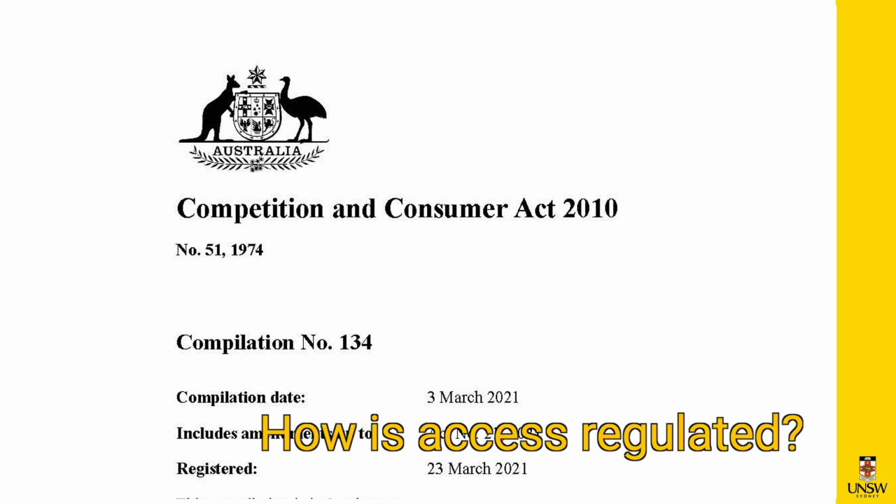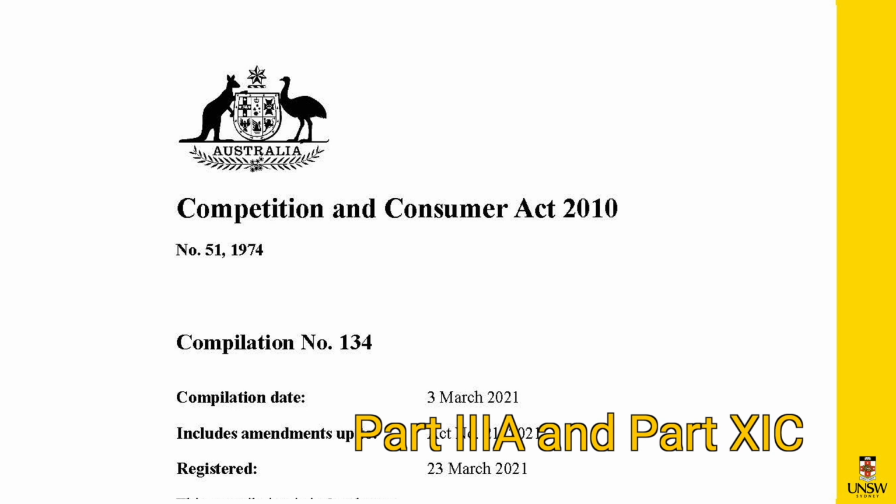Let's now turn to how access has traditionally been regulated. In Australia, competition laws have been developed to mandate access to essential facilities. This is done through the use of access regimes under Parts 3A and 11C of the Competition and Consumer Act. Access regimes enable third parties to access bottleneck infrastructure on terms and conditions determined by the ACCC. This includes a determination on price.